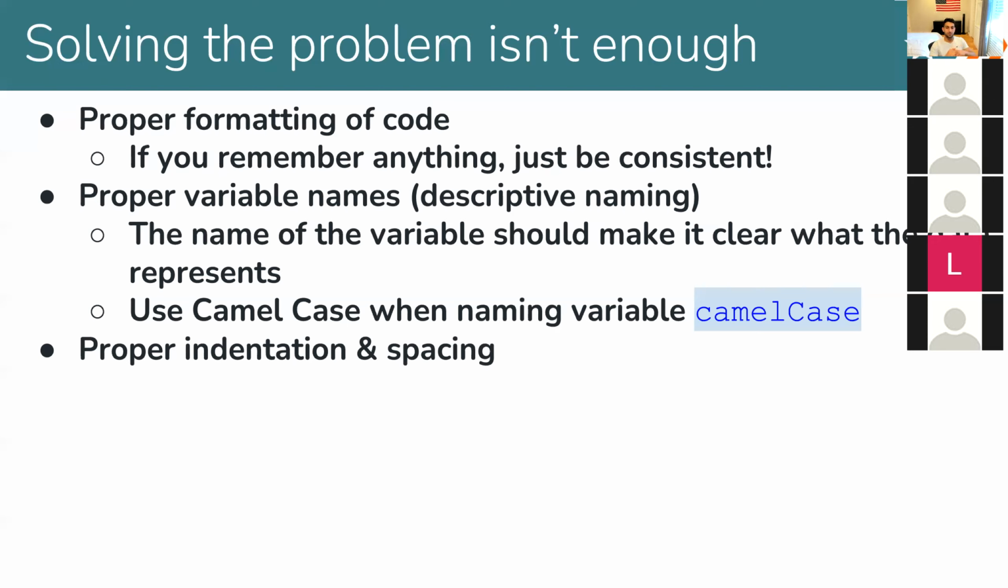And lastly is proper indentation and spacing. You could imagine that if all the code was left aligned, it would be very difficult to see how far into the code we have progressed. And spacing should be consistent just to make it easier to read.